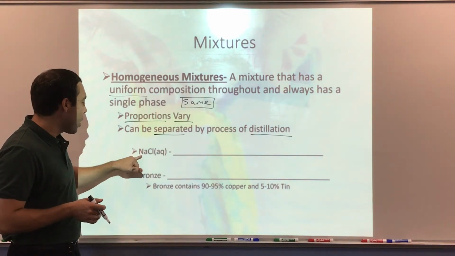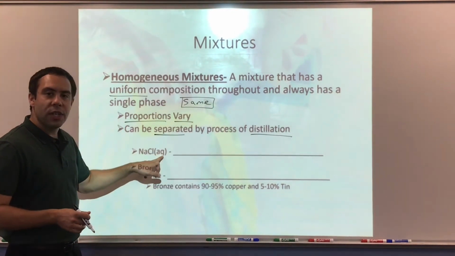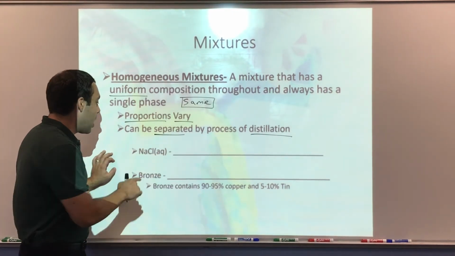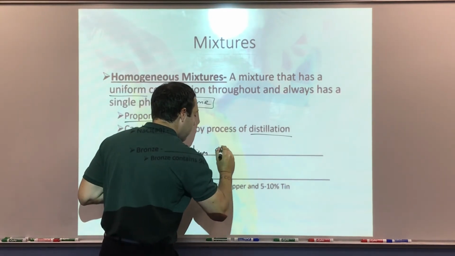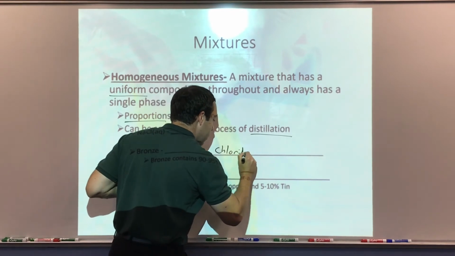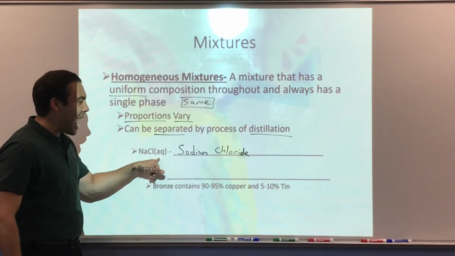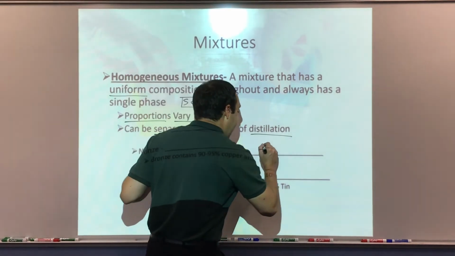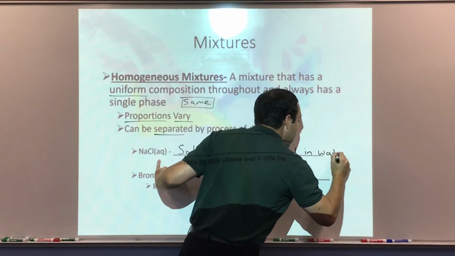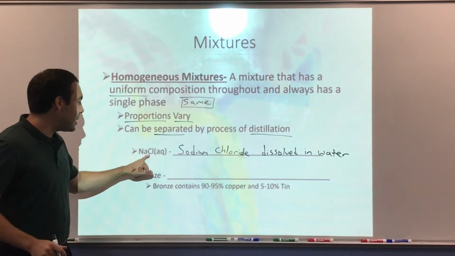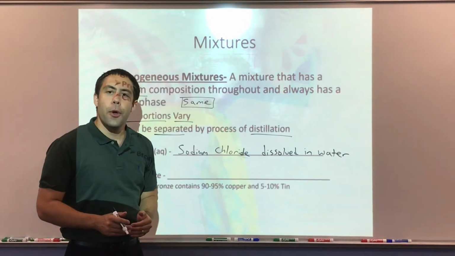Now, for example, NaCl, which is a compound, and then we have these 2 letters AQ after it. So NaCl is sodium chloride, and this AQ means dissolved in water. NaCl is a compound, sodium chloride, and this AQ means dissolved in water, which makes it a mixture.